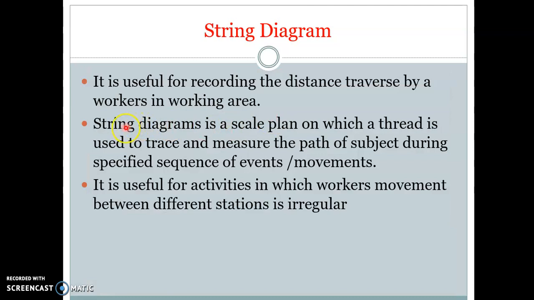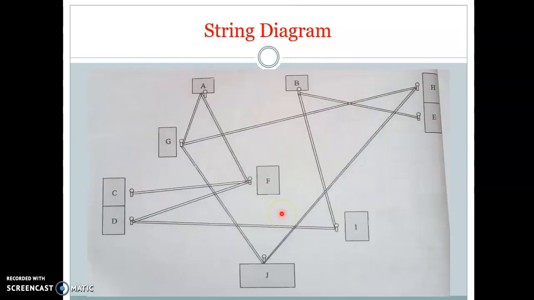Besides that, it is useful for activities in which workers' movement between different stations is irregular. So this is the important point which is helpful for solving the MCQs. Now how to construct such kind of diagrams?